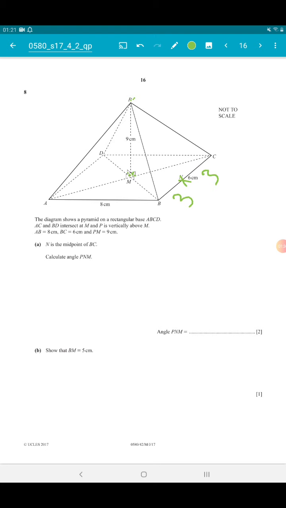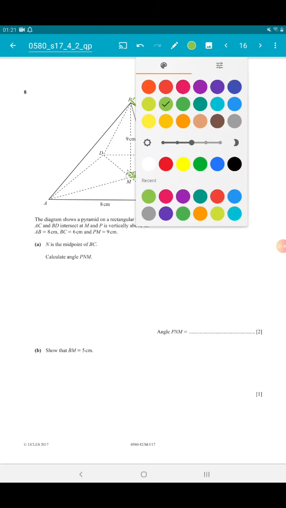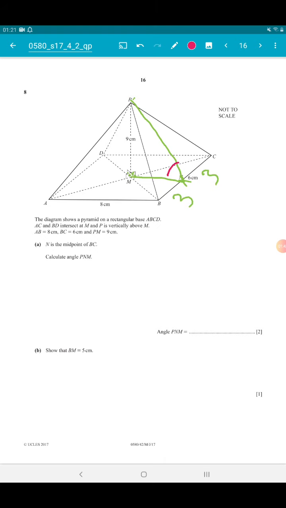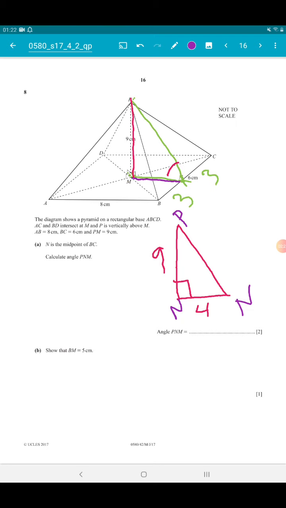Now calculate the angle PNM. As you see in the diagram, PNM exists on a right angle triangle. This side is 9 and this side is 4. How? Give me your attention. This is P, this is N, and this is M. NM is half of the length, so half of 8 equals 4.